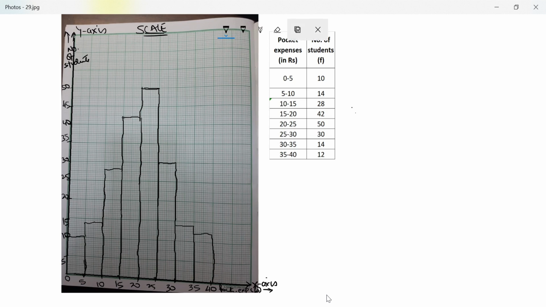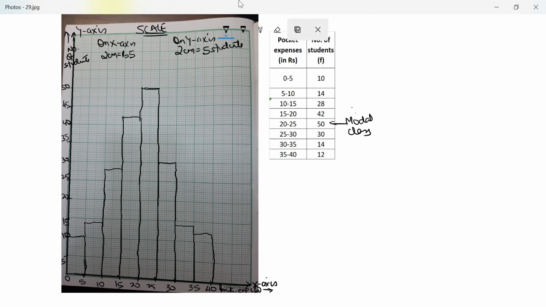Perfect. Now that I've made the histogram, let me finally write the scale. On the x-axis, I have 2 centimeter is equal to rupees 5. And on the y-axis, I have 2 centimeter is equal to 5 students. Done. Next, I join the lower limit of my, so this is my modal class. This is clearly my modal class.